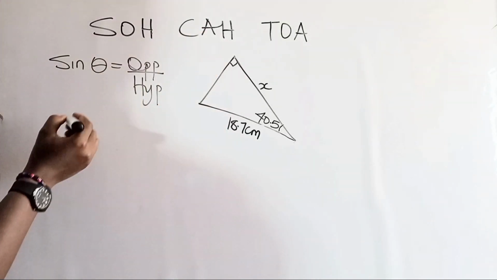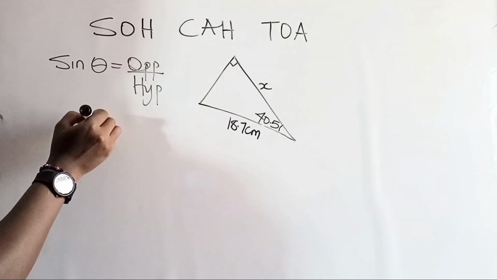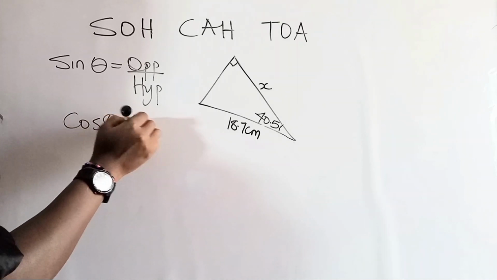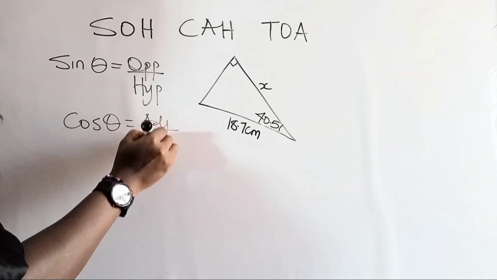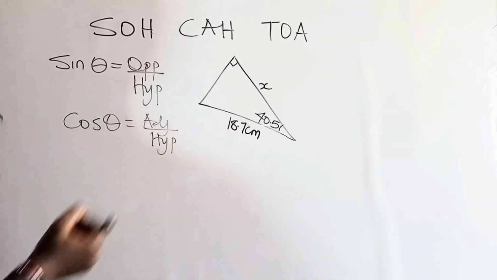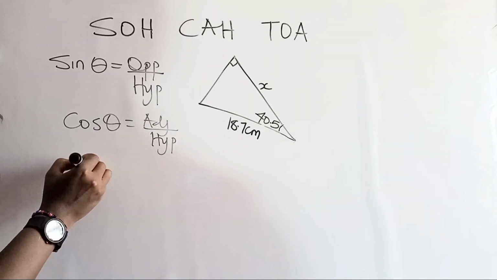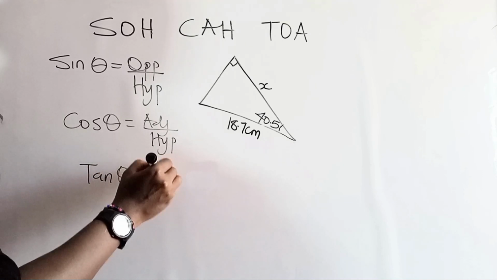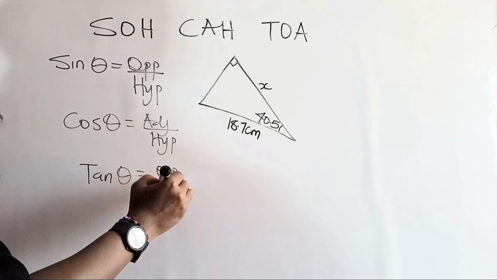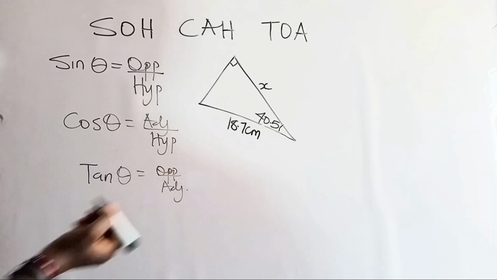Then CAH is representing cosine: cos theta equals the adjacent side of the right triangle all over the hypotenuse. Then you have the TOA, which is tangent of the angle: tan theta equals the opposite all over the adjacent.